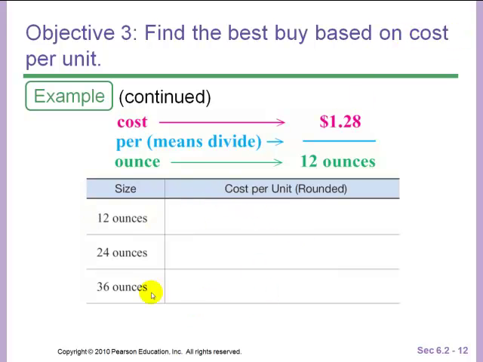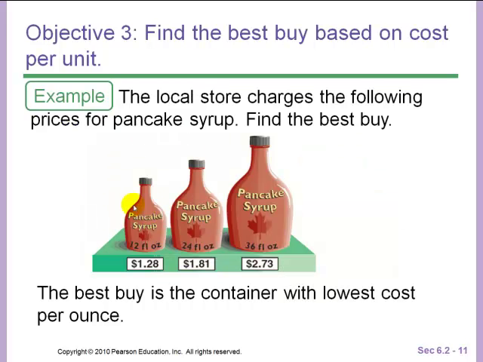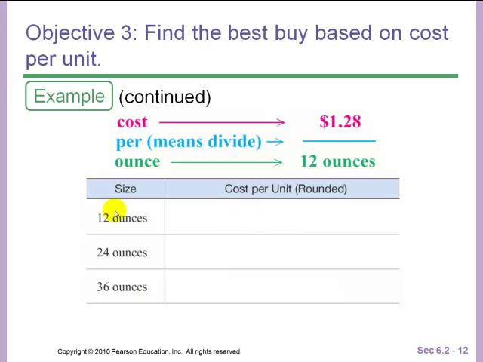It is sometimes handy to have a little chart when you're comparing several different things. In this example, we're comparing 3 different things. So having this chart can help organize your work. We're starting with our 12-ounce bottle. We know the 12-ounce bottle is $1.28, so we want for our cost per unit, $1.28 per 12 ounces.